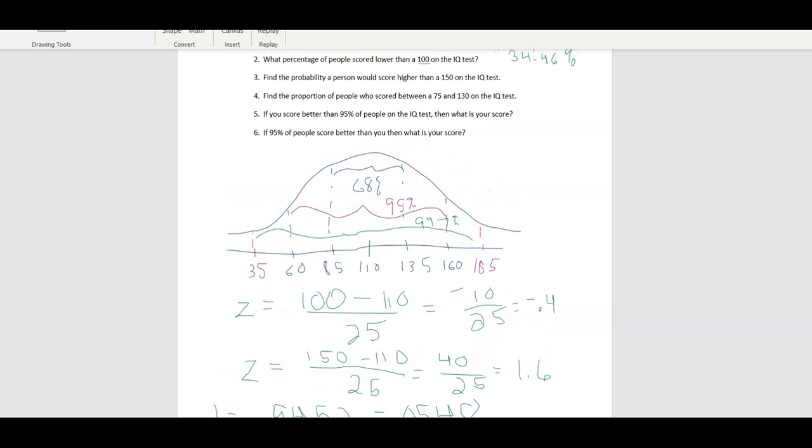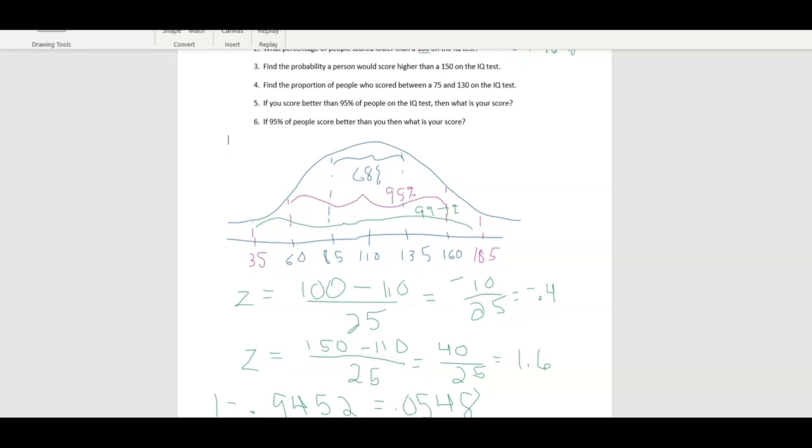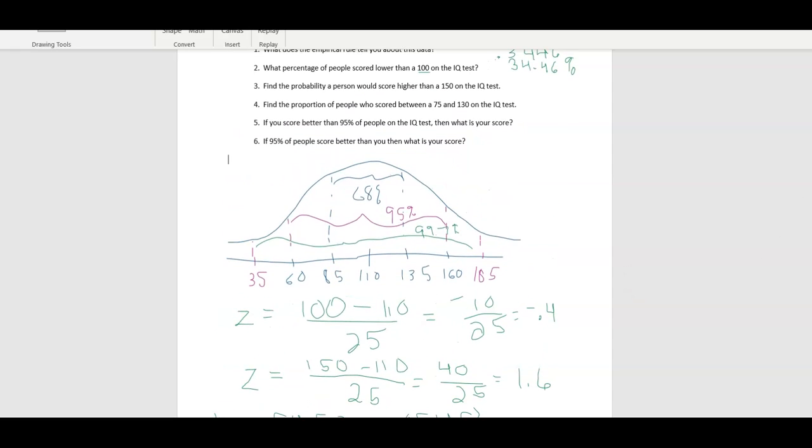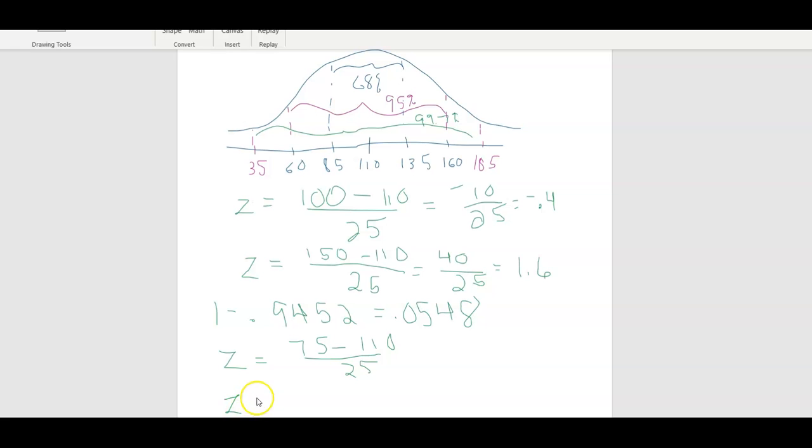All right, now let's go back to number 4. Find the proportion of people who scored between 75 and 130 on the test. So since it's 2 different values there, we've got to do our z-score twice. And we will always have to for a problem that is between. So we're going to do 75 minus 110 over 25. And then we'll do, what was the other one, 130? 130 minus 110 over 25.